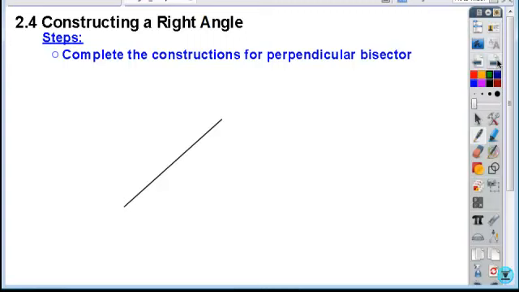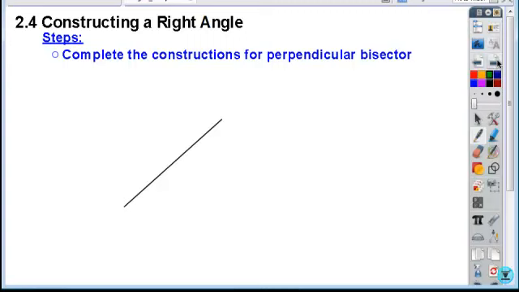All right, so if you don't have your construction tools out, go ahead and just take a second and get those out, please. And we're going to go through a handful of constructions. Okay, so the very first construction has to do with just constructing a right angle.